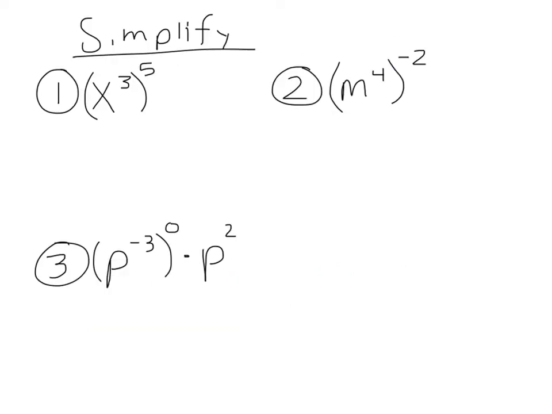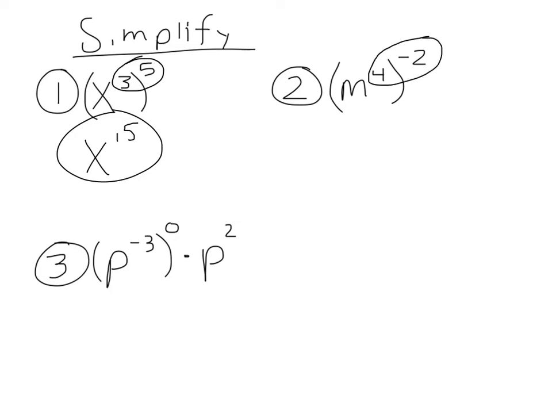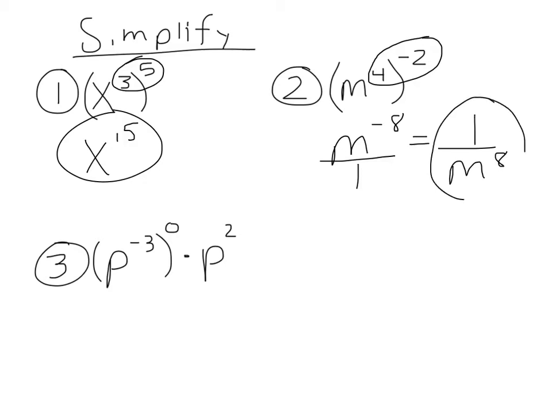All right, so our first one here, we have x to the third power all raised to the fifth power. So all we have to do is multiply these two numbers together, so we get x to the 15th power. No negative exponents, so you don't have to do anything else. M to the fourth all raised to the negative second, a power to a power, so we're going to multiply again, so we get m to the negative eighth. We don't want to leave negative exponents, put it over 1. And the m to the eighth moves to the bottom. We put 1 on top as a placeholder.